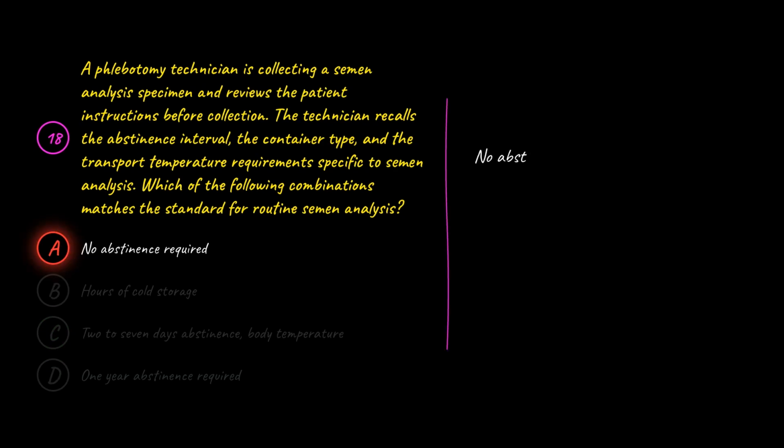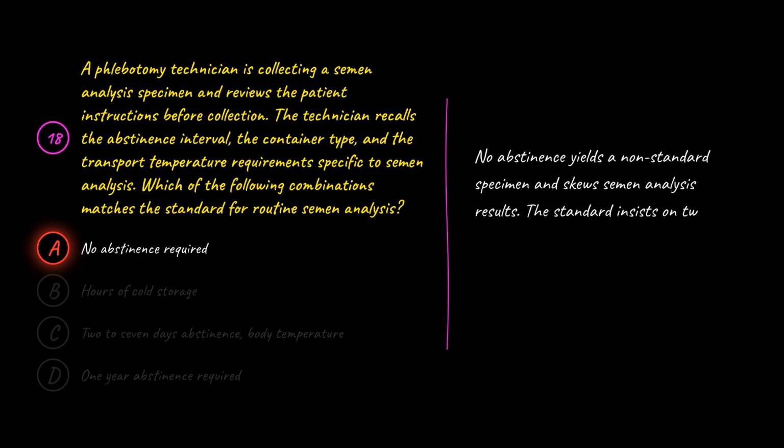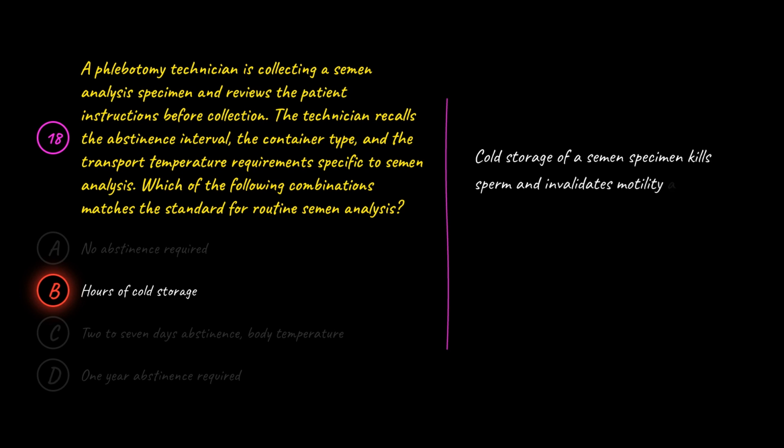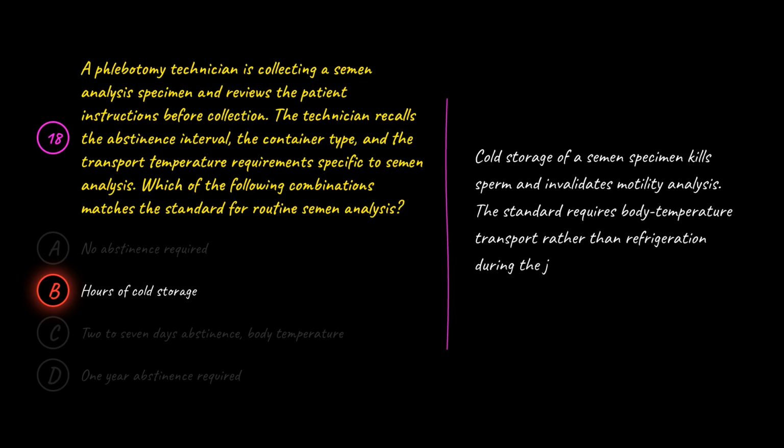A is wrong because no abstinence yields a non-standard specimen and skews semen analysis results. The standard insists on 2 to 7 days of abstinence, with 3 days being the typical target for routine analysis. B is wrong because cold storage of a semen specimen kills sperm and invalidates motility analysis. The standard requires body temperature transport rather than refrigeration during the journey to the laboratory.